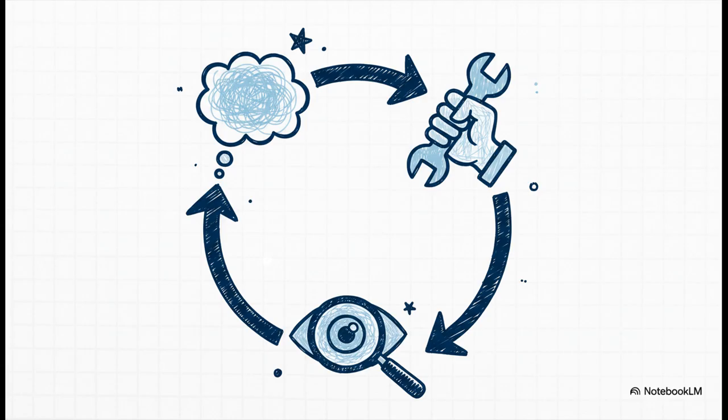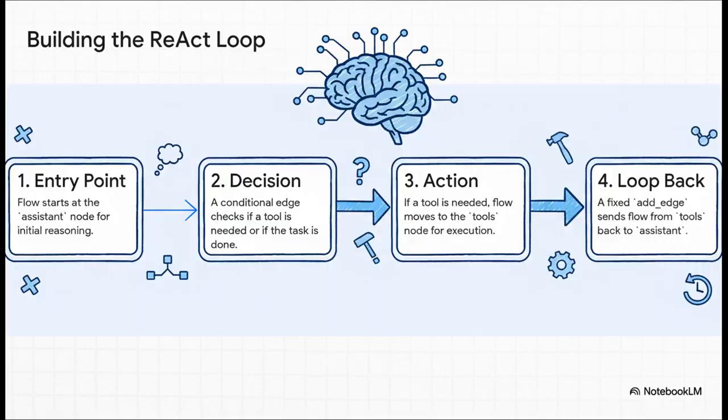And what's cool is that LangGraph makes building this loop feel, well, just incredibly elegant. You can literally map out the entire thinking process in just four steps. Check it out. First, we start at the assistant node, where the reasoning happens. Then comes the big decision point, our conditional edge, which asks, do I need a tool, or am I done? If the answer is tool time, we head over to the tools node. And after the tool runs, a simple fixed add edge yanks the flow right back to the beginning, forcing the assistant to look at the new info and reason all over again.